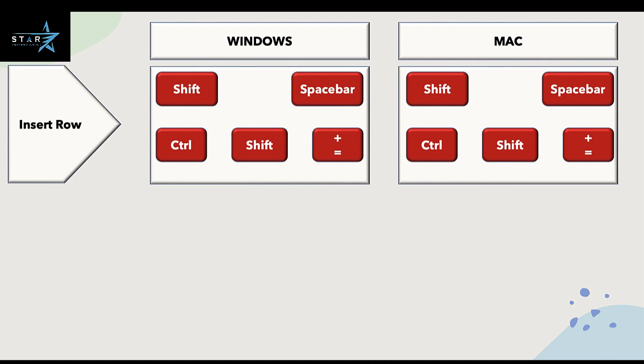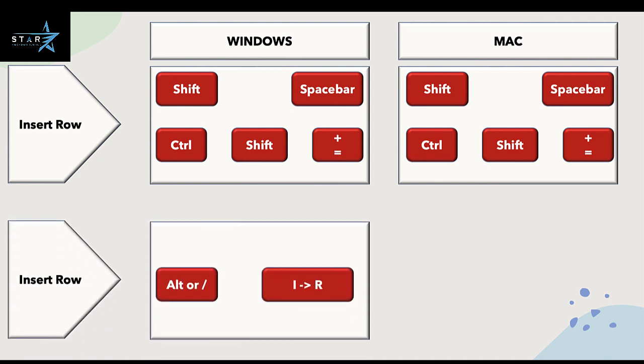However, if you're working on a Windows laptop, there is a much easier method as well, which is Alt IR. That means if you just press Alt IR, a row gets inserted on top of the cell on which your cursor is at that point in time. Isn't that very easy? Now let's talk about how to delete rows.